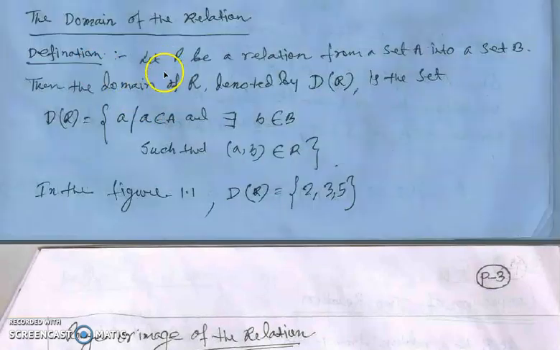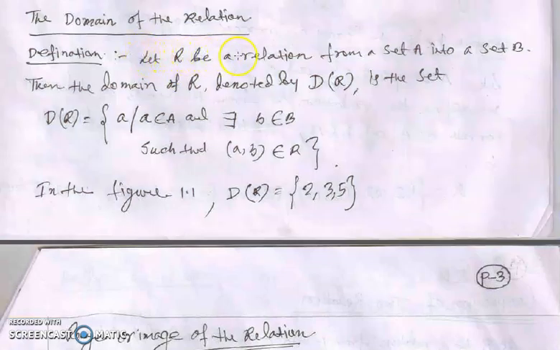The definition says: let R be a relation from a set A into a set B, then the domain of R, denoted by capital DR, is the set DR equals all such a such that a belongs to capital A and there exists, this symbol is known as the there exists symbol, there exists an element b belongs to capital B such that (a, b) belongs to R. Let us clear the concept of this definition using the previous example.